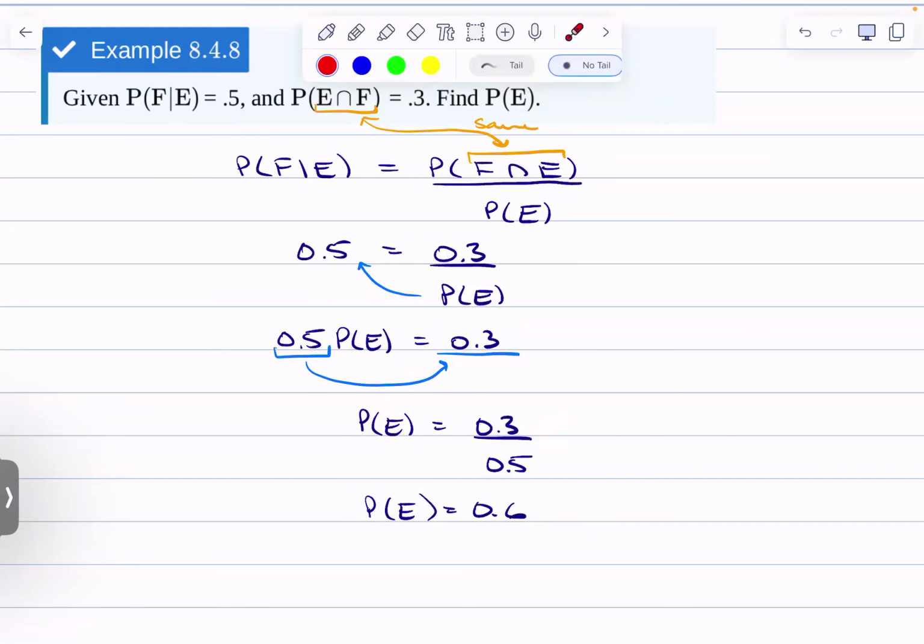What's nice here is if you had to do this, you could check your work. You could plug in 0.6, because you know 0.3 divided by 0.6 has to be 0.5. If it doesn't, you did something wrong. And so you can always go back and check your work, which is nice.